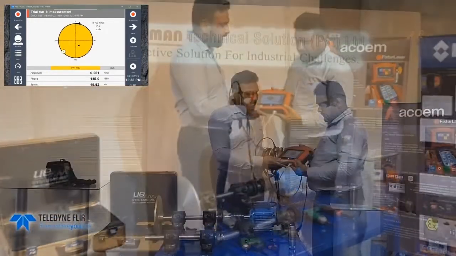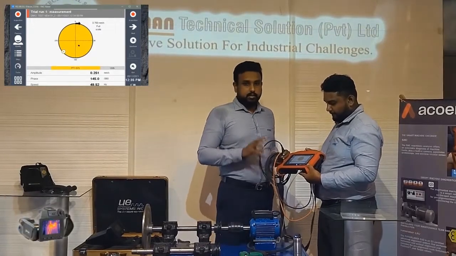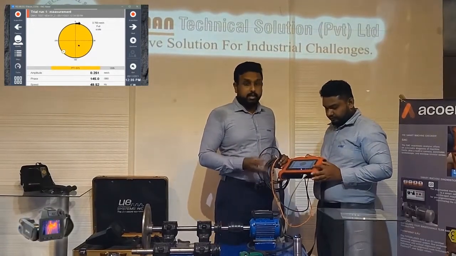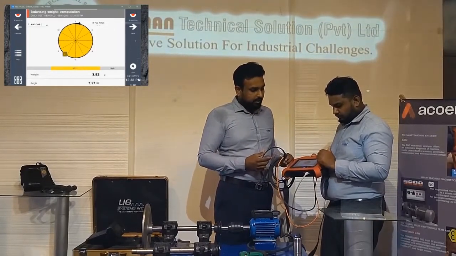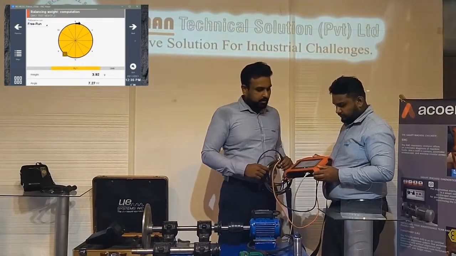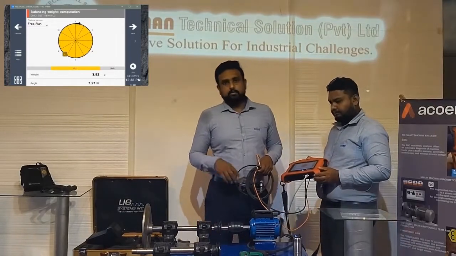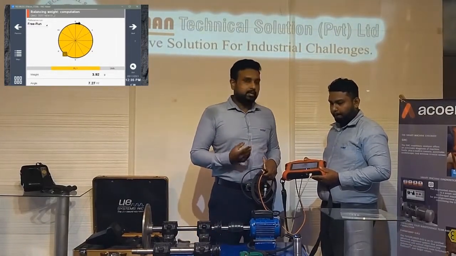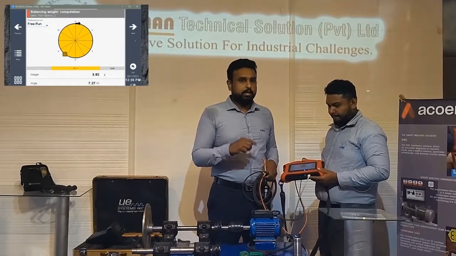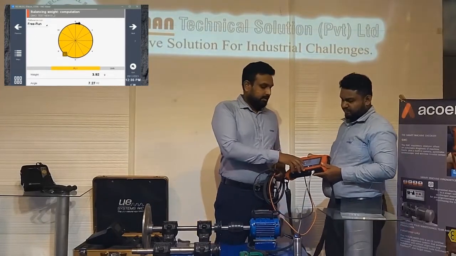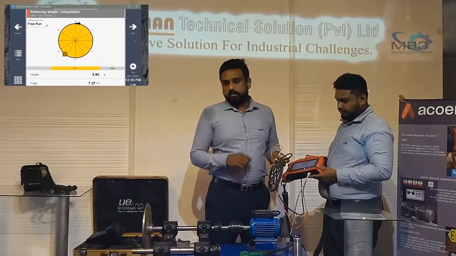See the tool display. There is some reduction of the vibration, but this is not the correct weight and correct angle. That is given by the next step. You can see the tool gives 3.92 grams, and the angle is 7.27. Practically, we cannot add the angle perfectly, because here we divided it into 12 equal angles, and at position seven there is a hole to add the weight.